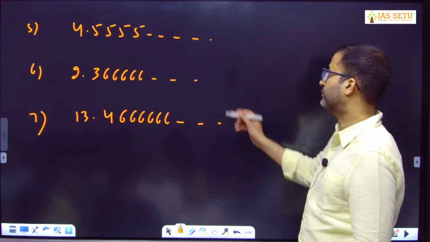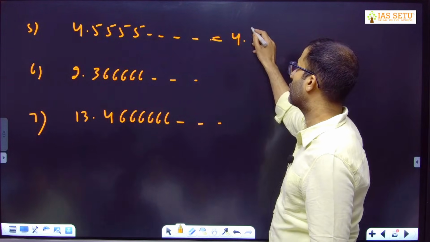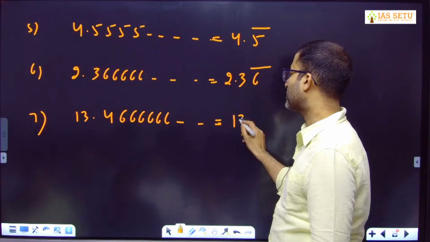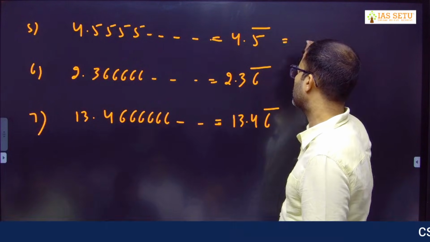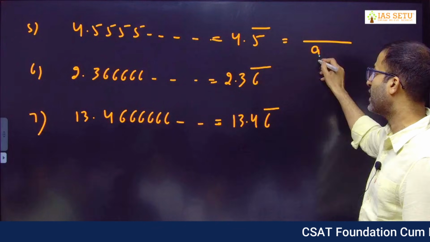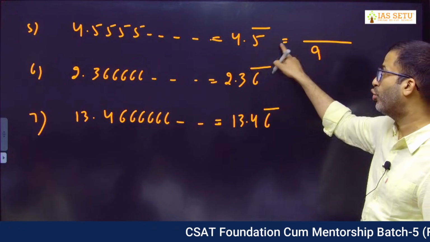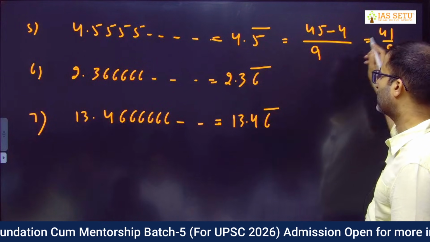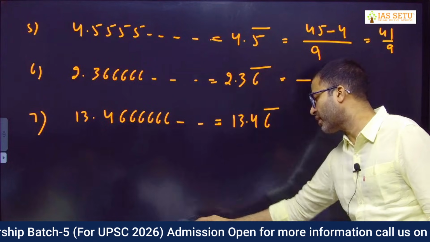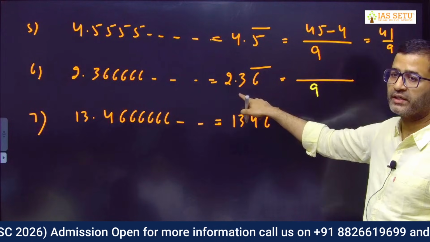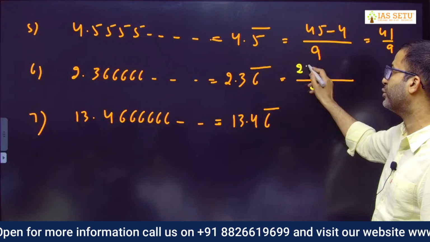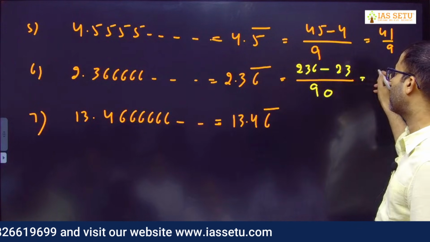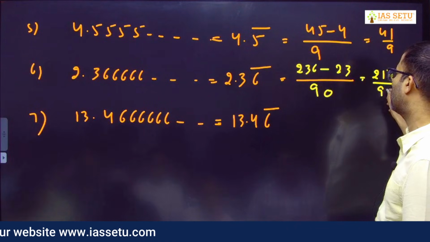Done, all of you? So it is 4 point bar on 5. It is 2.3 bar on 6. This is 13.4 bar on 6. How many digits are in the bar? 1, so 9. Any digit between the decimal? No. What is the numerator? 45 minus 4. So it is 41 upon 9. Second question, how many digits on the bar? 1. How many digits between the decimal? 1, so 10... so 90. Numerator will be 236 minus 23. So here 6 minus 3 is 3, 3 minus 2 is 1, so 213 upon 90. Simplify.